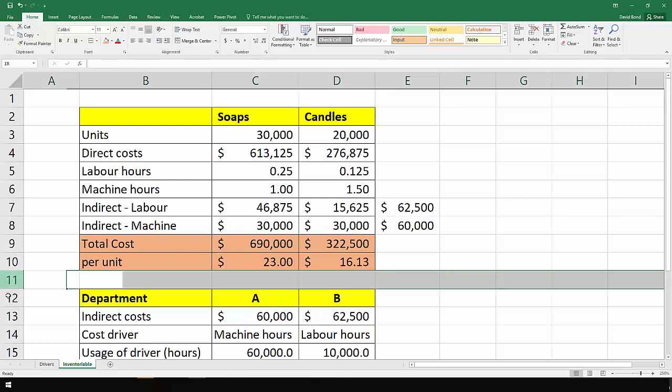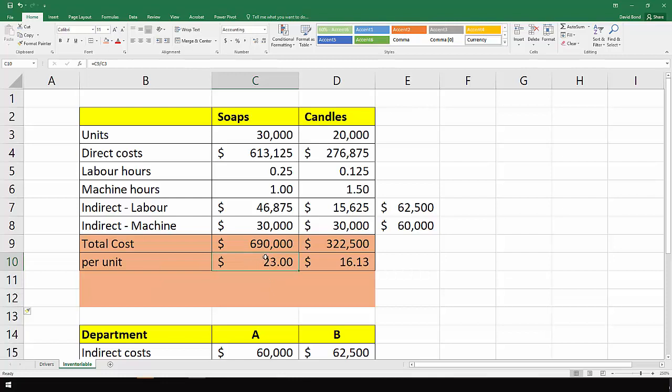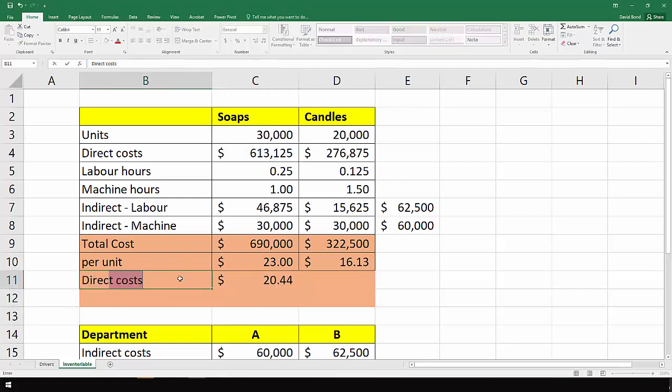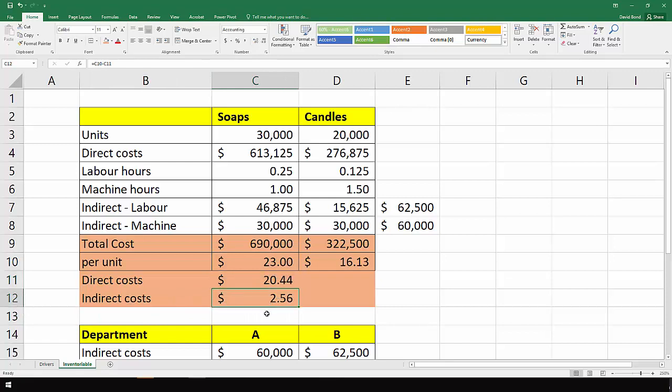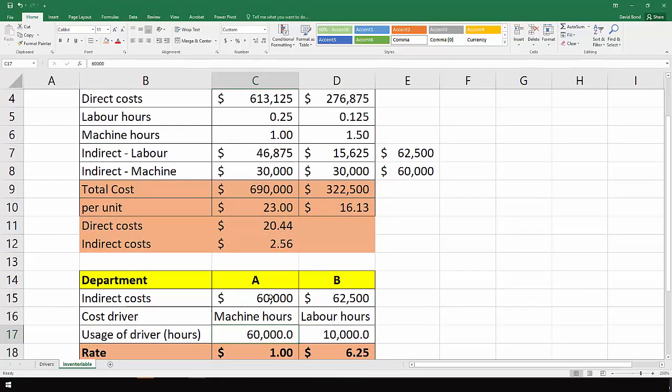So if we look at this example again, and we'll just look at soaps here, included in this $23 per unit is direct costs and indirect costs. And that, well, we could actually just go that minus that. So there's $20.44 of direct costs and $2.56 of indirect costs. Then that $2.56 is based on what we think is going to happen, in terms of output and in terms of cost. So this cost pool may not be 60,000. This driver number of hours used may not be 60,000 either. So it's going to lead to a change. It's going to affect what happens up here. And that could mean that this is different.